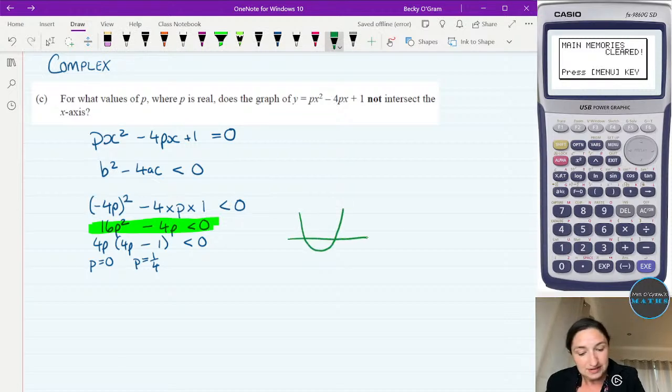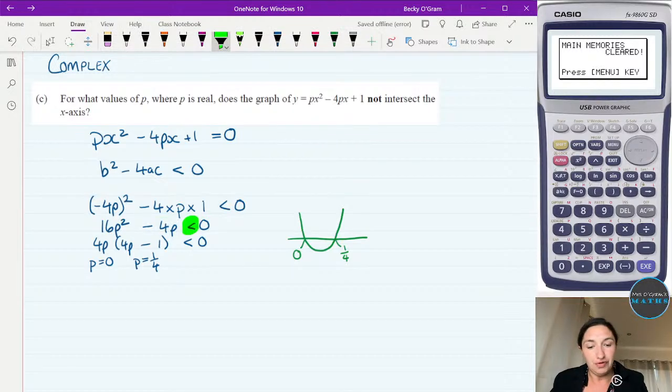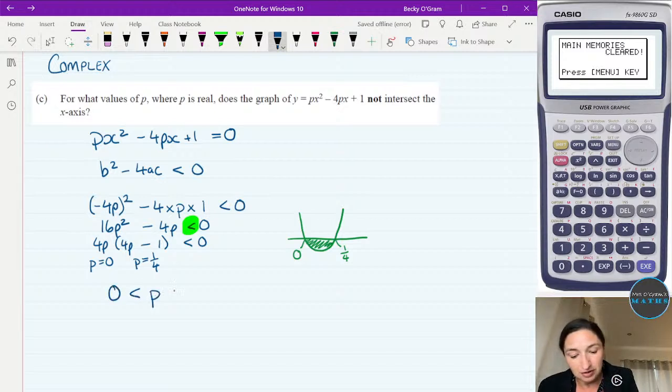So we have a parabola that's going like this. We've got the x-axis here, and we've just found out it crosses the x-axis at 0 and at a quarter. Now, the portion that we're interested in is when this drops below 0. So for that, it's this section just here that goes below that 0 line, which means that it's going to be anywhere between 0 and a quarter. So our values for p that are going to fit this situation of not giving us any real solutions are anywhere between 0 and a quarter.